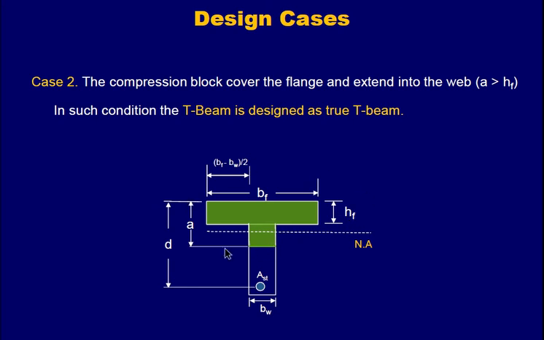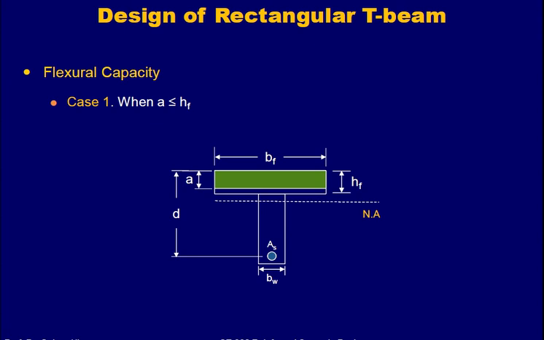So now there are some difficulties. This is not very difficult, but there are some difficulties as compared to case 1. So this is a true T-beam. However, the previous one was a T-beam just by its geometry and not by its design or mechanics. Okay, so now we will go deep into the design of the true T-beam.